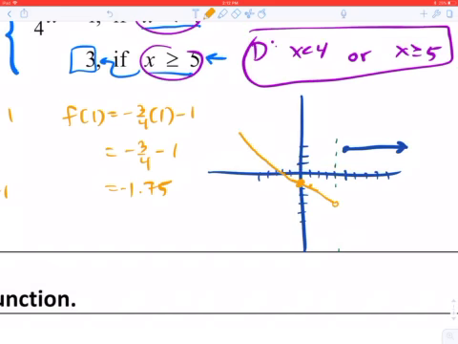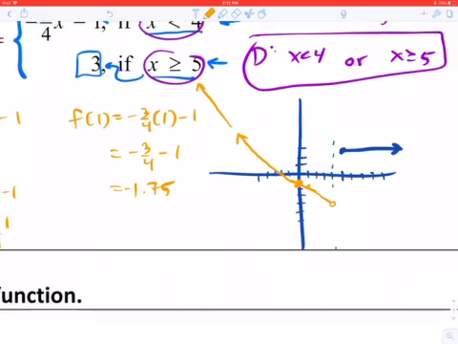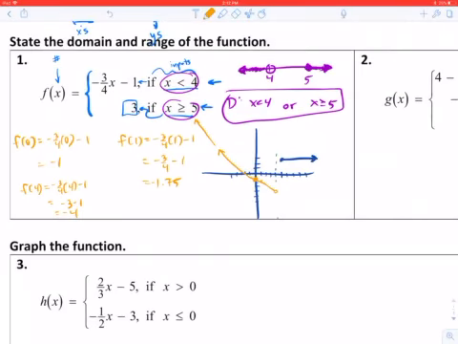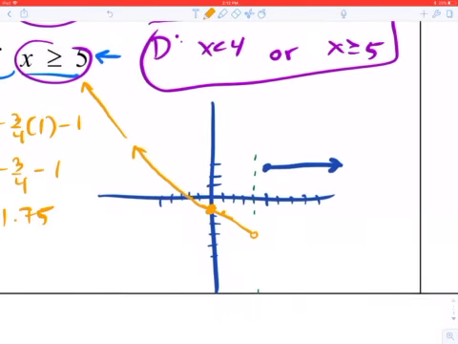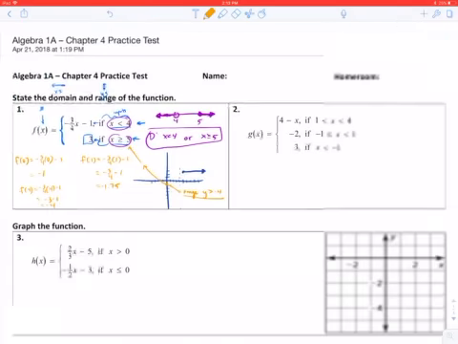So it looks like this range actually goes up forever because it's going to keep going up and it won't have a stop. But it does have a low point, and the low point is right there. So in this case, my range is going to be y strictly greater than -4.